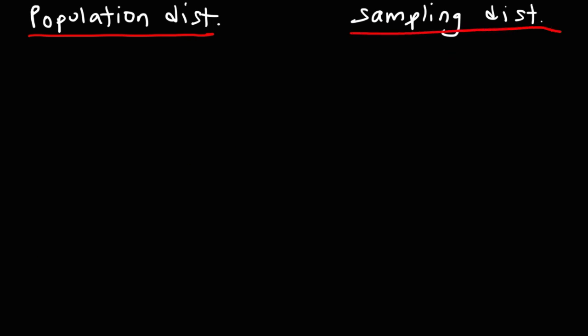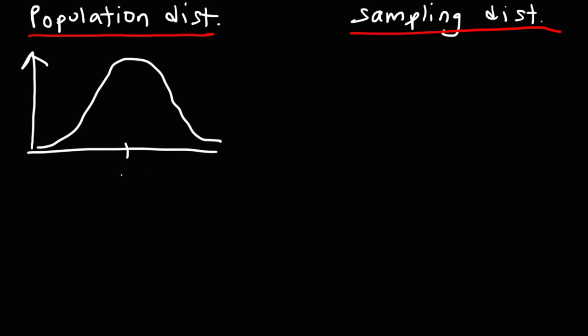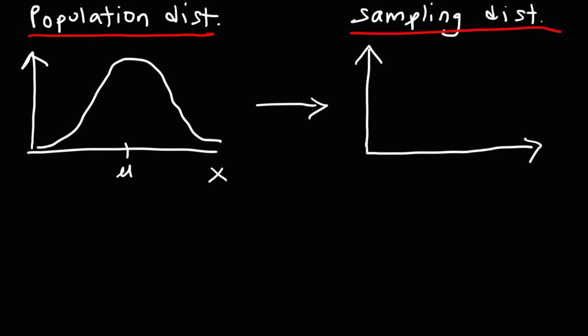So for our first example, let's say that the population distribution has the shape of a normal distribution with mean mu and a random variable x. Now, if we collect samples out of this population and calculate the means of those samples and then plot it on a graph, we're going to create a new distribution called the sampling distribution, but specifically the sampling distribution of the sample means, because we calculated the mean of each sample taken from the population. So thus this is going to be x bar, because we're plotting the means of each sample on this graph.